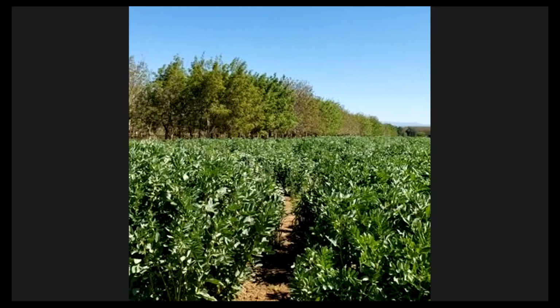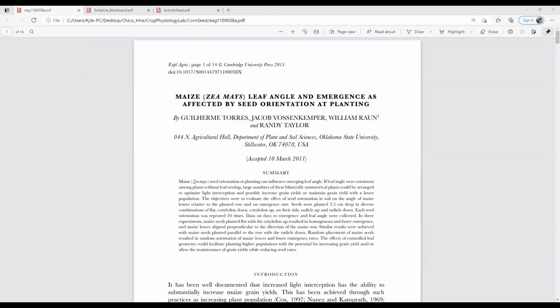Now I'm going to stop share and reshare the paper that this is based off of. So this is actually the work that you're going to do based around you validating the results of this paper here titled Maize Leaf Angle and Emergence as Affected by Seed Orientation at Planting. Now, it's a pretty simple paper, but a really good paper, especially for what we're doing today.